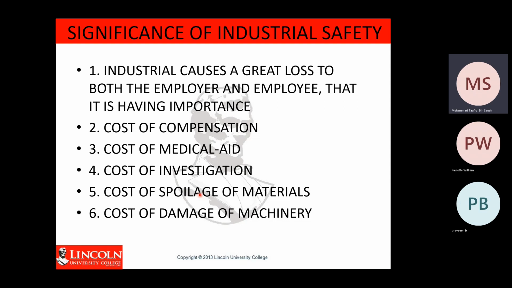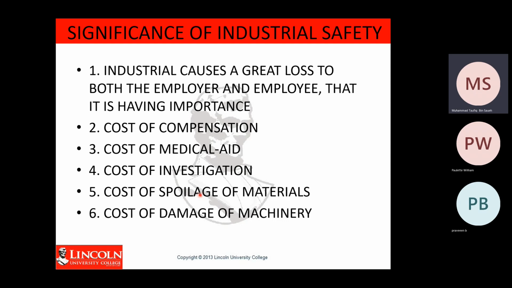And then you also must pay for their medical aid. You also must pay for any investigation that will happen in your factory. And then you also must pay for the cost of spoilage of material. For example, your employee is carrying your materials, and then he trips and falls. He will be injured, and the material will also fall to the floor and be spilled. So your material will be lost, and it will create a loss.